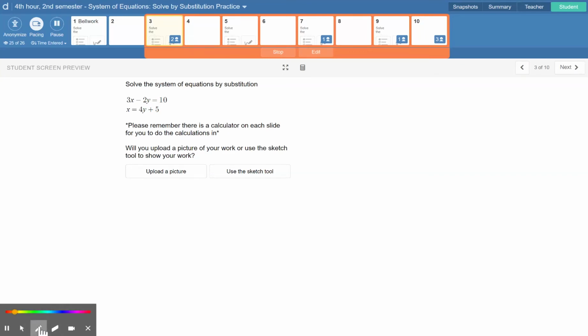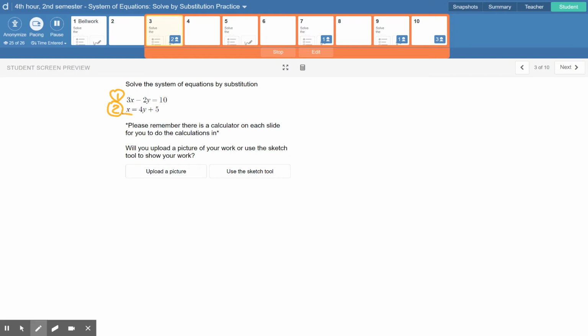Okay, so in this video we are going to go over how to solve a system of equations by substitution. In the first equation of the system, we have 3x minus 2y equals 10, and then we have x equals 4y plus 5. So we want to label them. We have our first and we have our second.